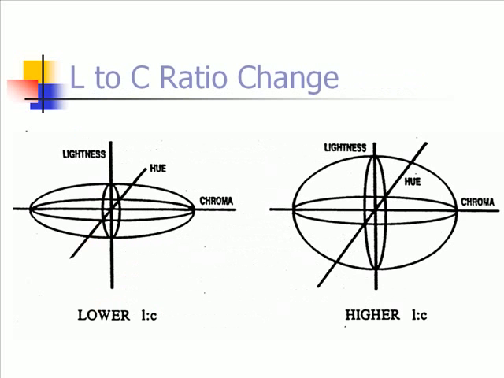So what happens when you change the L to C ratio? If you have a relatively low L to C ratio, we see the shape looks more like a cigar, with the shorter axis being the lightness value. If we increase the L to C ratio, it increases that L axis so it becomes a more rounded shape. So you're basically adjusting this lightness value here depending on how critical that is in your particular application. When you change the L to C ratio, you change the shape of the tolerance volume. So you need to specify that when you're doing CMC.